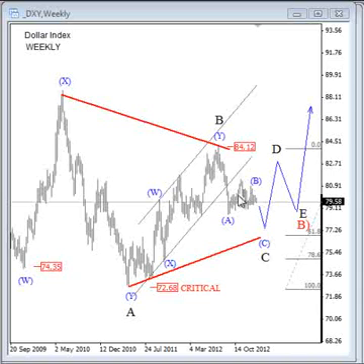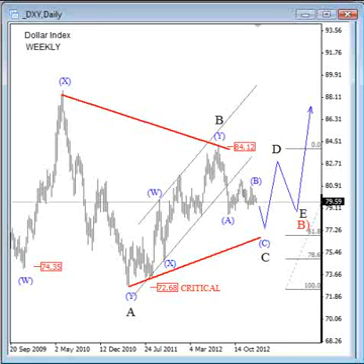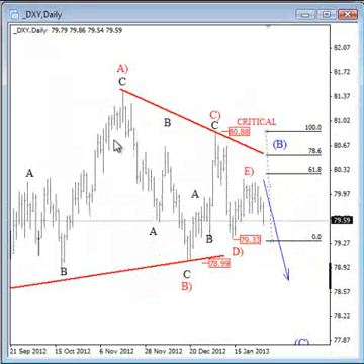Notice that price action has been very slow, very choppy for the past 5 months. This is clearly characteristic of a counter trend movement, so I'm confident this is wave B and that we will see a break lower. On this daily chart we are tracking a triangle.